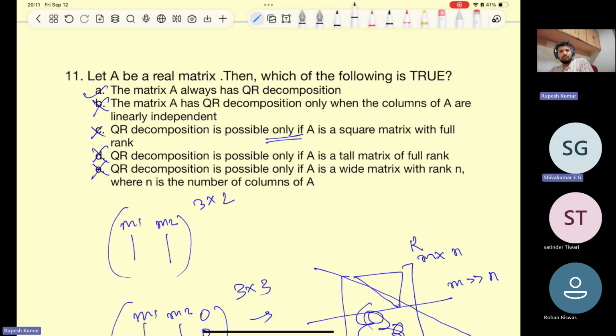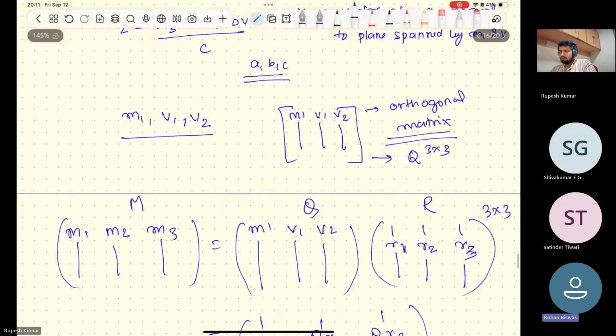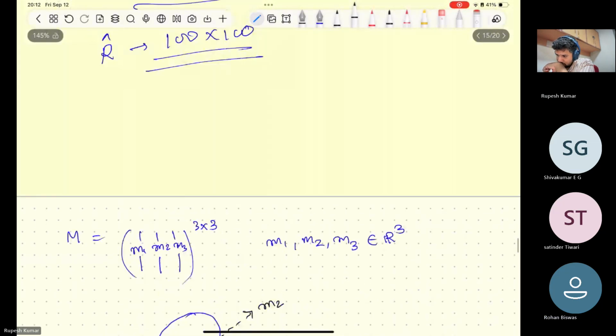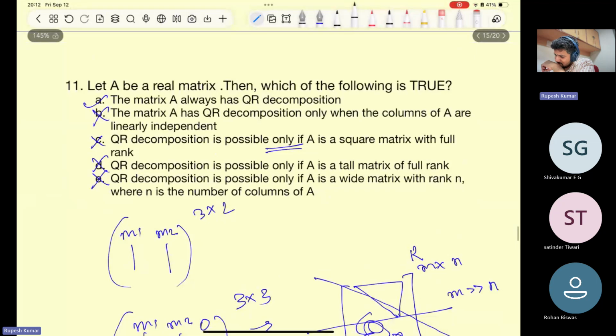Why is this kind of matrix not possible? They are saying that A is a wide matrix. So let's take A as 5 by 7. They are saying that rank is 7. So rank is the number of columns? No, n has to be the number of rows. Yes, the question is wrong. Let me put it like this: the number of rows of A. Now it makes sense, now it's correct.